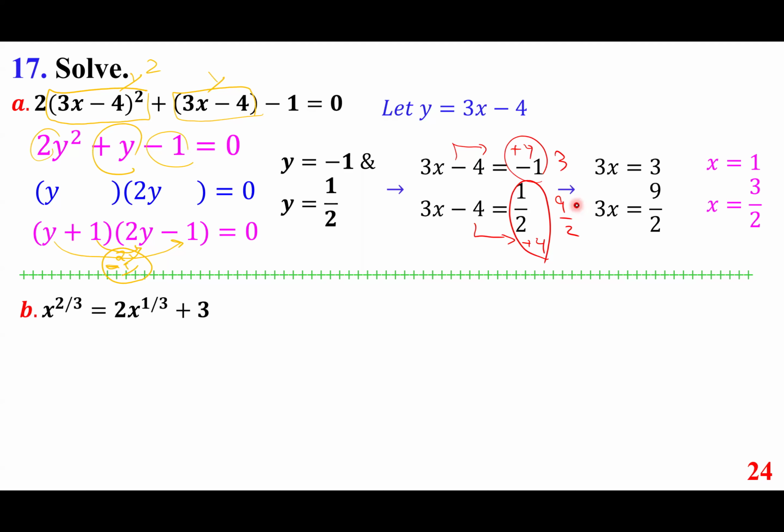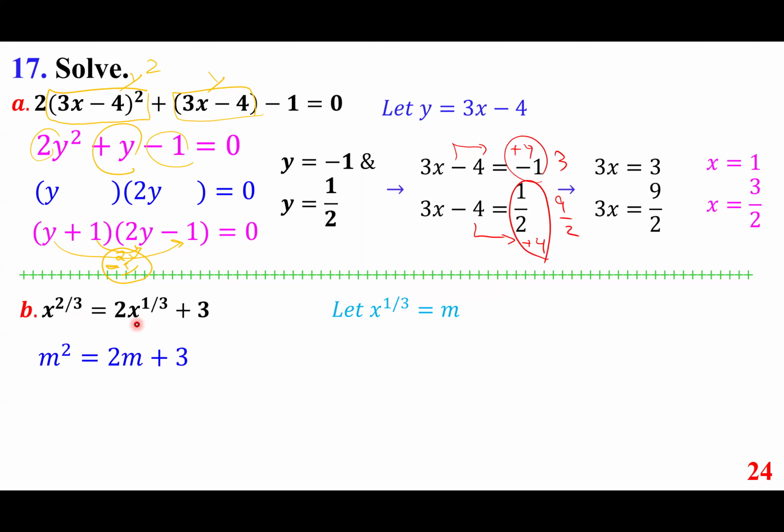What about here? First and foremost, notice this one: if you let it be any variable except x, like y, z, m, this one is the same thing to the power of 2. So if you choose x to the power of 1/3 to be m, then what you're looking at is m squared equals 2m plus 3.